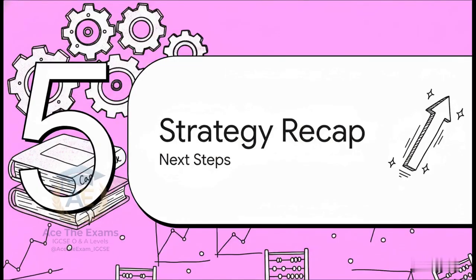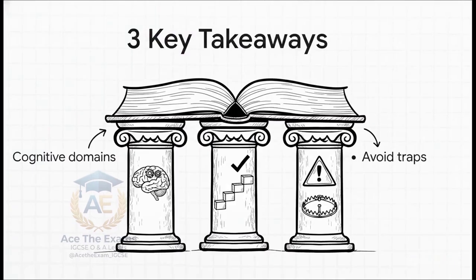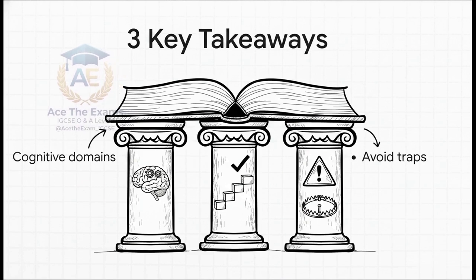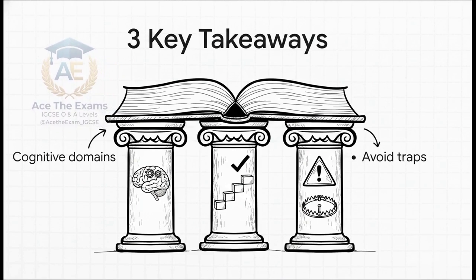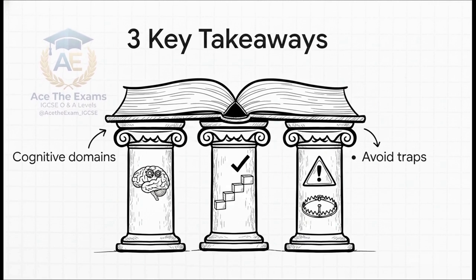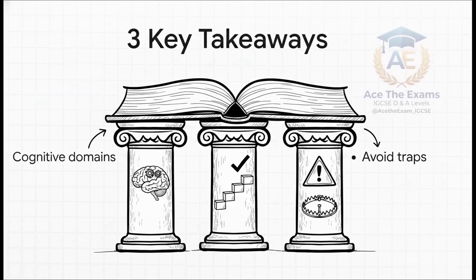Finally, strategy recap and next steps. Look, if you take nothing else away for your revision session today, remember these 3 pillars. Number 1, master all 3 cognitive domains. Don't just memorize the facts, make absolutely sure you can analyze and evaluate them. Number 2, deploy that 5-step method mark sequence so you actually earn credit for your systematic processing, even if your final math goes slightly off the rails. And number 3, avoid those major traps. Be highly specific, triple-check your formatting, and always anchor your answer in the provided context.